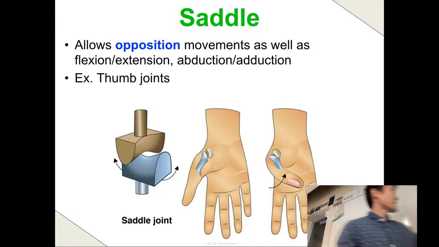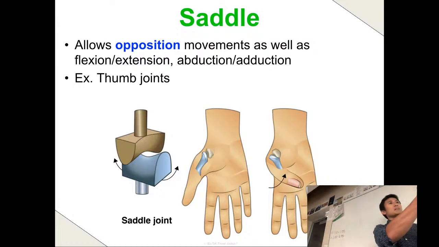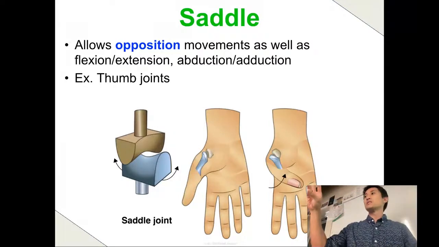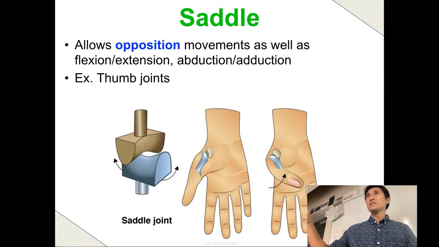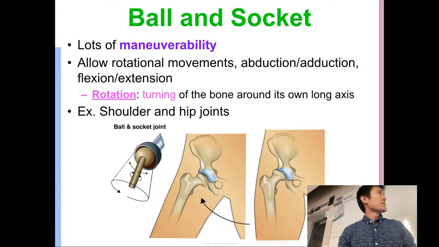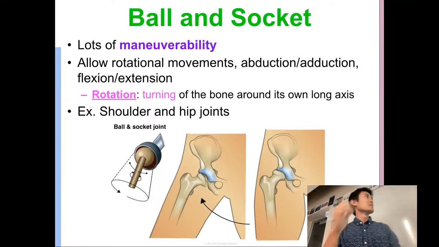It is almost like a person sitting on a horse saddle. So your thumb is the person, and it's sitting on a saddle, which is kind of nice. So it can kind of do this. It's also kind of like a condylar joint, but we're gonna say that the thumb is primarily a saddle joint. Okay, allows opposition. It opposes your other fingers. Okay, saddle joint.